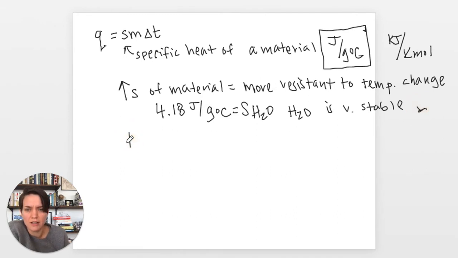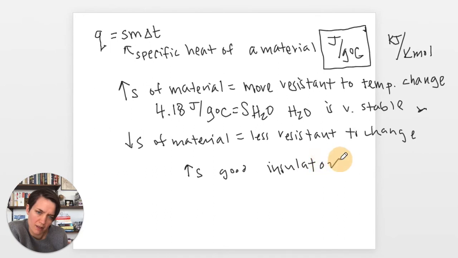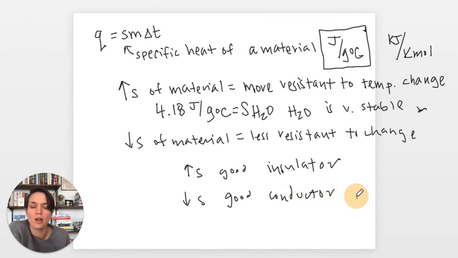Okay, so in contrast, the lower the specific heat of the material, the less resistant to change. So if you have a high specific heat, you would be a good insulator, right? Water insulates our planet. If you have a low specific heat, you would be a good conductor, right? And we see that with a lot of the specific heats that we're looking at of metals are really low. Metals are generally good conductors. Okay, so that was our specific heat. So a little review of that.